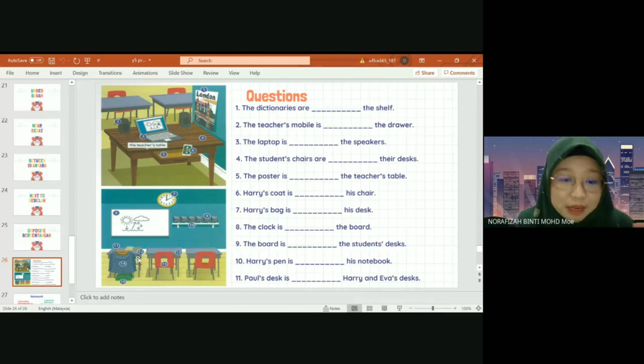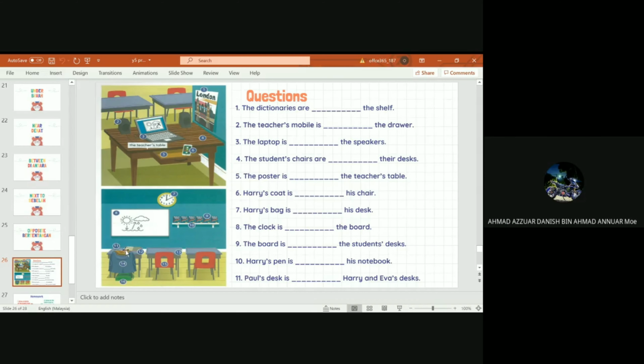Okay, next is Harry's pen. Harry's pen, where's the pen? Here, okay. Where's the pen? In. Kat sini. Pen kat sini. Number 11. Tengok betul-betul. Number 11 is the pen. His notebook. Ni pen, ni notebook. So, what's the answer? Harry's pen is his notebook.